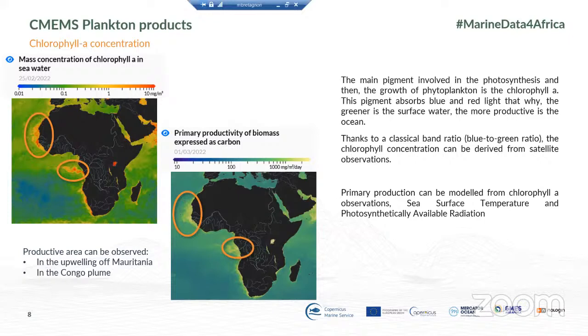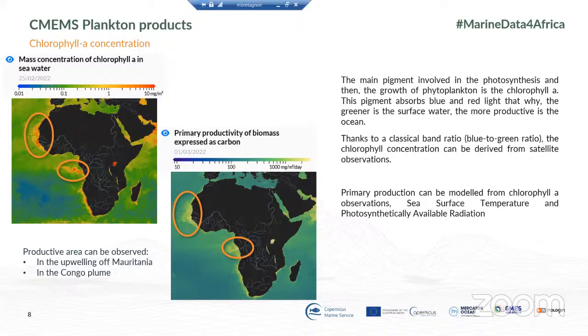In parallel to the chlorophyll concentration, we have the primary production, which can be derived from satellite observation of chlorophyll, of course, but also from sea surface temperature, which is also an estimate of the rate of production. When you have warmer water, you will have potentially higher production. And you also need the photosynthetically available radiation, which is the quantity of light available for photosynthesis.